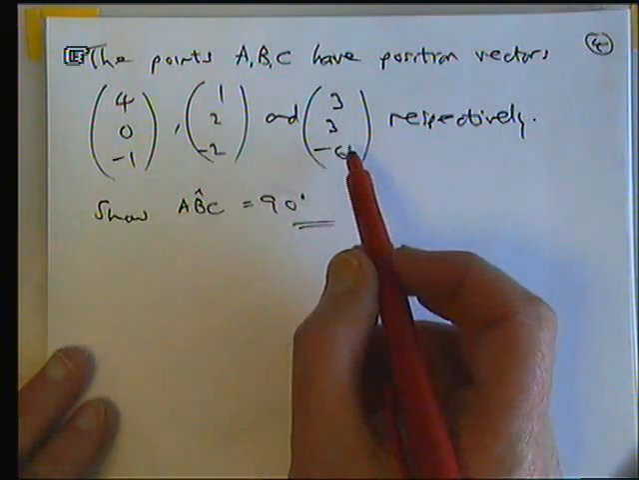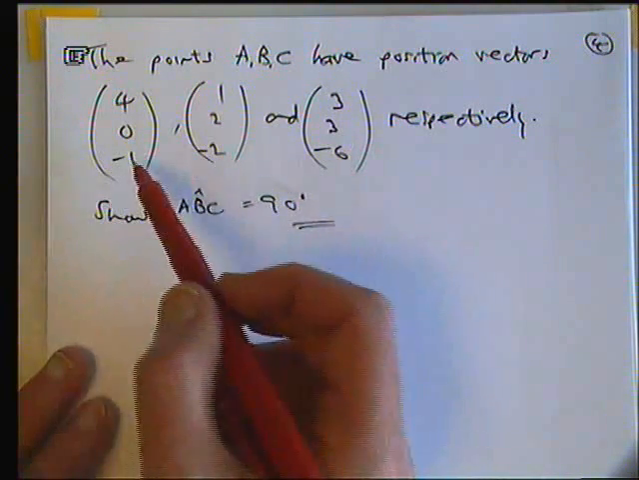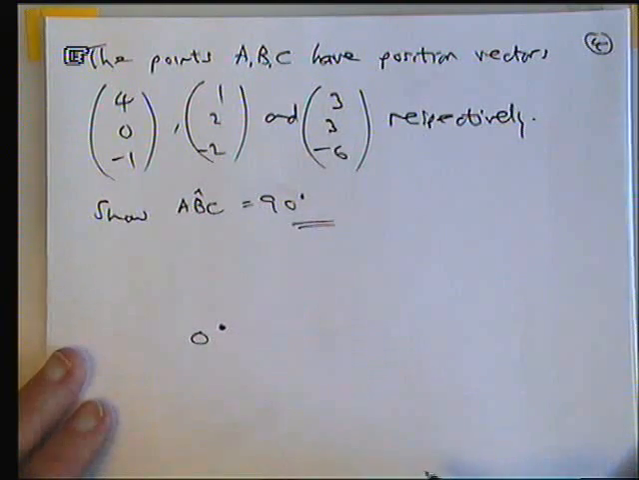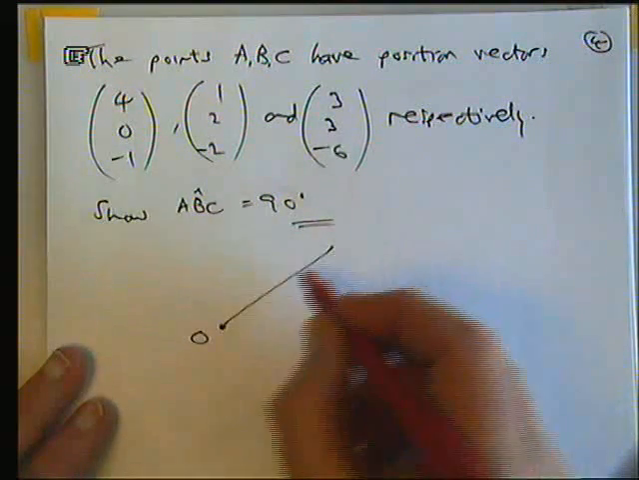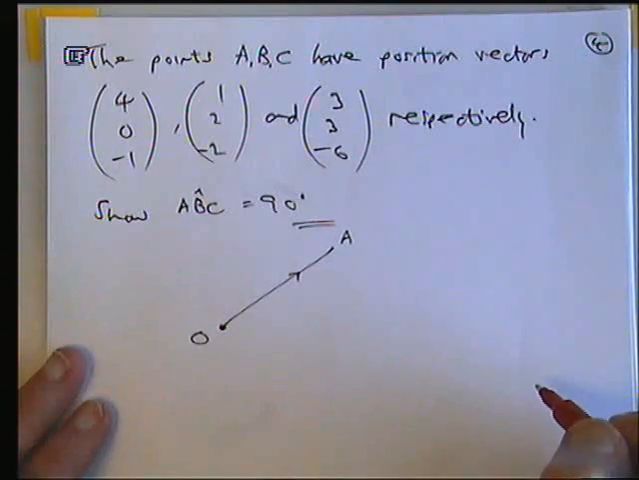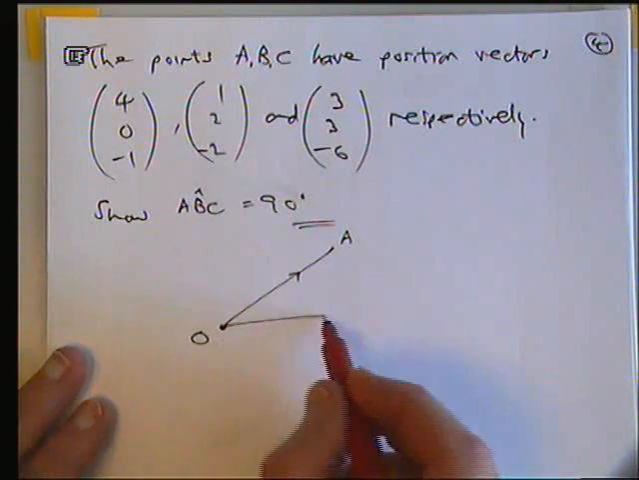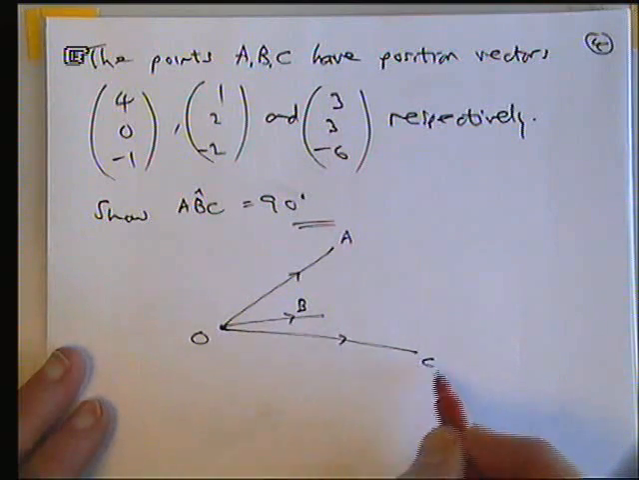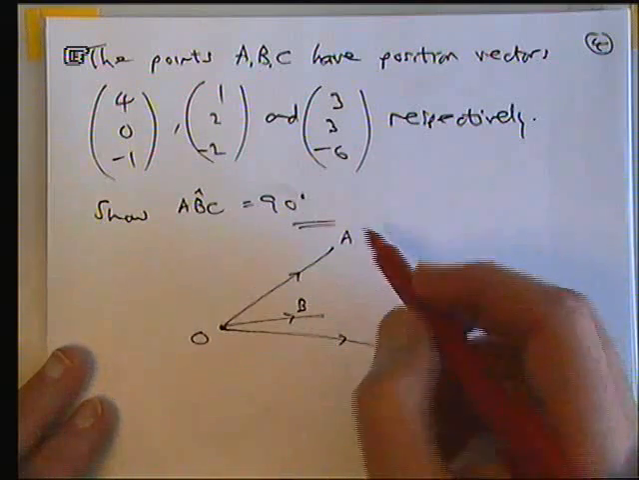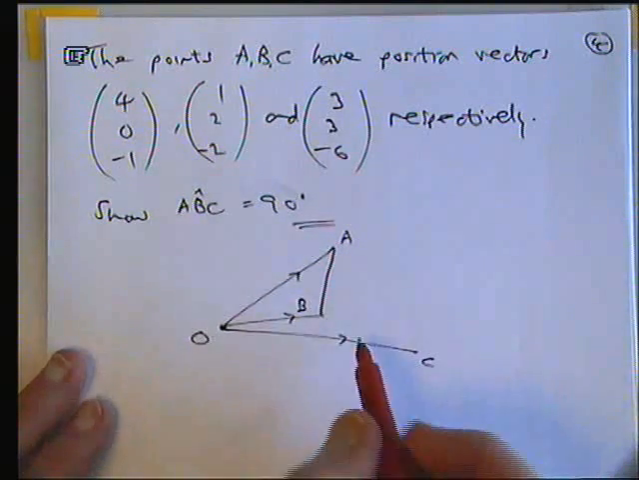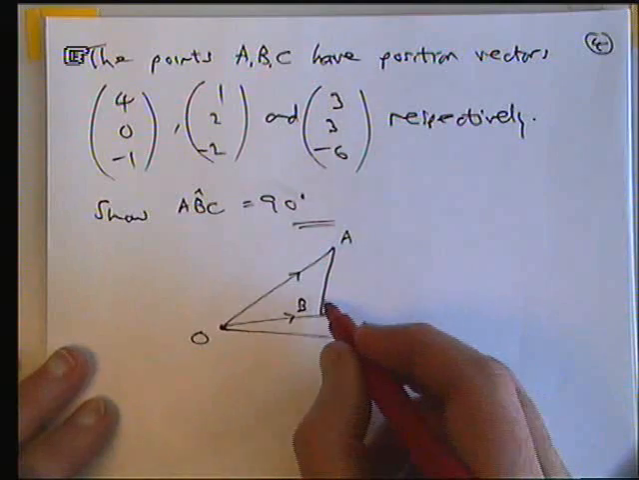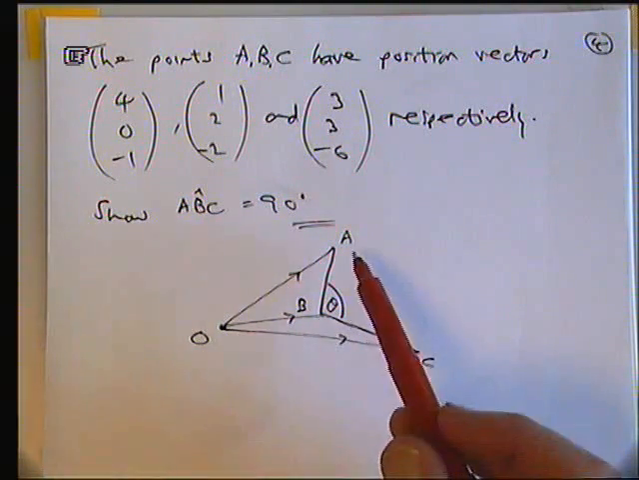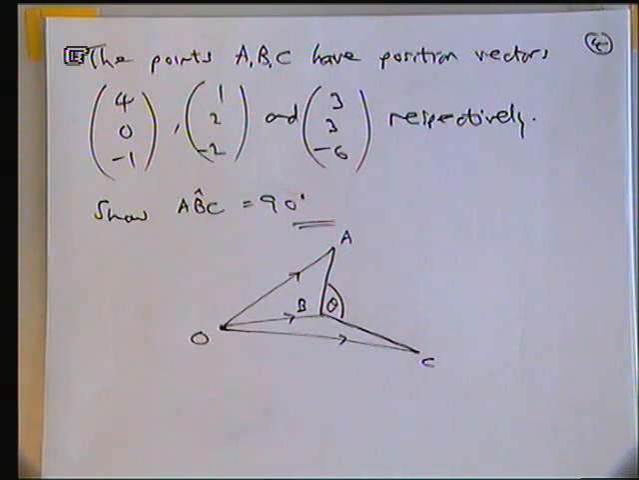These are all position vectors, so they are all how you get to A, B and C from the origin. If you just stick down an origin somewhere, a dot, basically we've got one vector that takes us to A. We don't know where it is, it's just a rough drawing. We've got one vector that takes us to B. We've got one vector that takes us to C. And they're talking about the angle ABC. So they're talking about that angle in there. The angle between AB and BC. So that's what they're talking about.